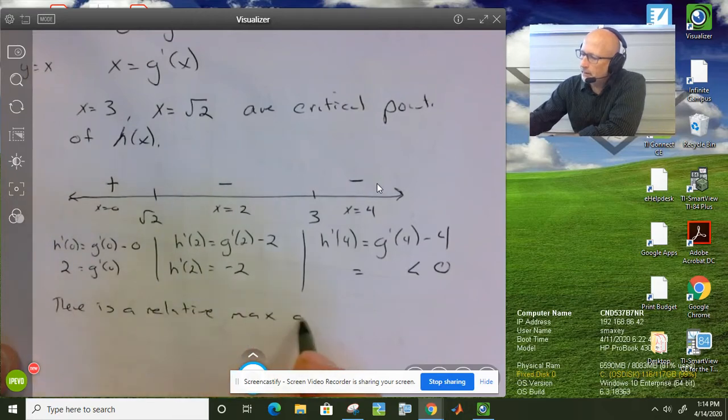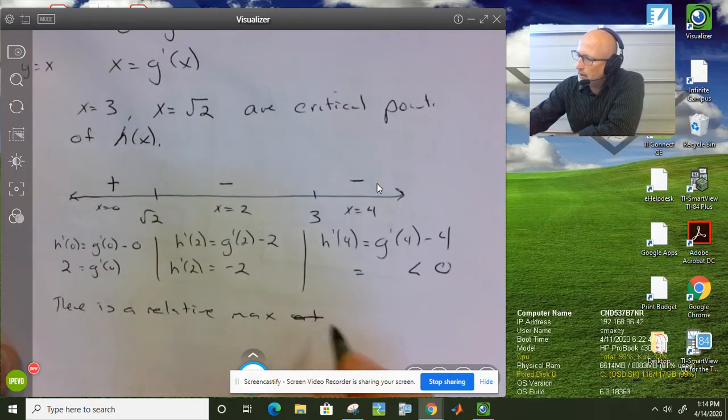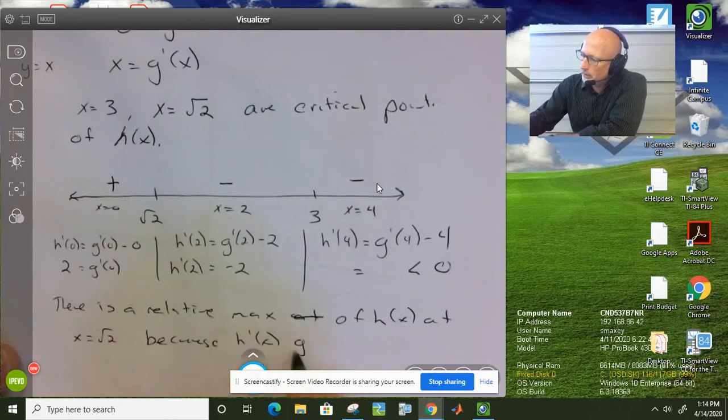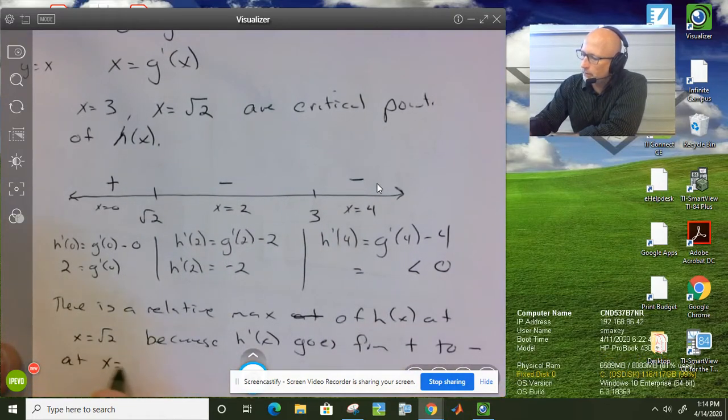Maximum at, actually I should state of what function, of h of x at x is equal to the square root of 2, because h prime of x goes from positive to negative at x is equal to the square root of 2.